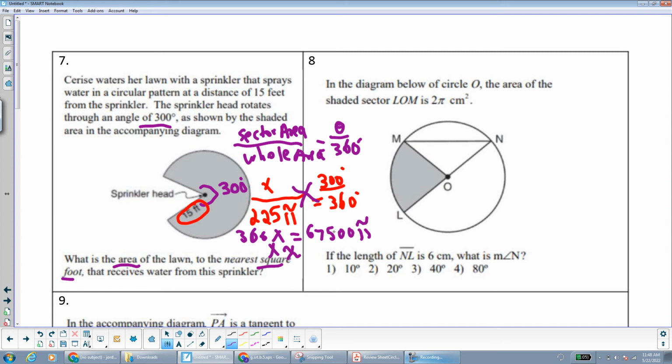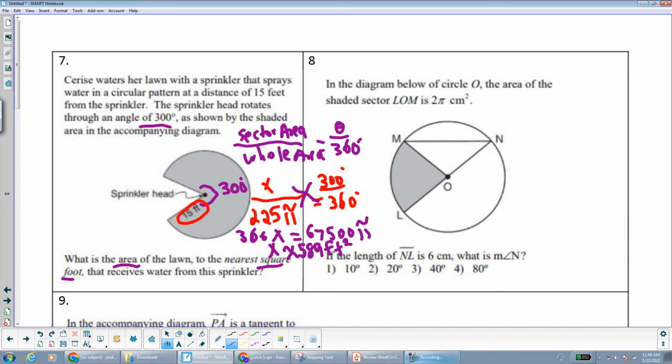And then from here, I'm just going to divide both sides by 360. You can type the pi into your calculator because you are being asked to round. Pi should not be in your answer. You should get a rounded decimal answer, but you are rounding to the nearest square foot. So you're rounding to the nearest whole number. Putting it into my calculator now, I have 67500 times pi, and I'm dividing that by 360. So I got approximately 589 square feet.